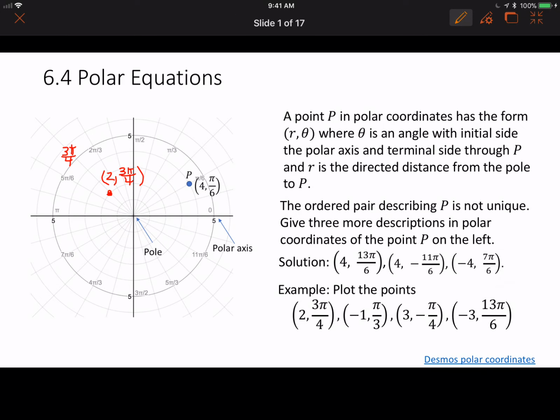What about negative 1 comma pi over 3? So pi over 3 is here in quadrant 1. And if I want negative 1, I'm going to shoot down into quadrant 3 in the direction, sort of the opposite direction of pi over 3, 1 unit. And so that's going to put me right here. So I have negative 1 comma pi over 3.